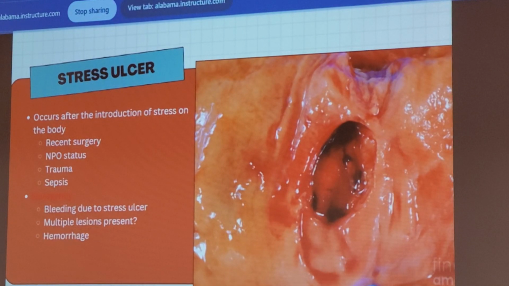Then we have things called stress ulcers. It's really any kind of stress within the body that can cause them. So you're really anxious about something. If you're in nursing school, for instance, you are NPO for long periods of time. You've had some kind of recent surgery. Maybe you were in a really bad car wreck, so you had some big trauma. Sepsis, so infection throughout the body, can develop a stress ulcer.